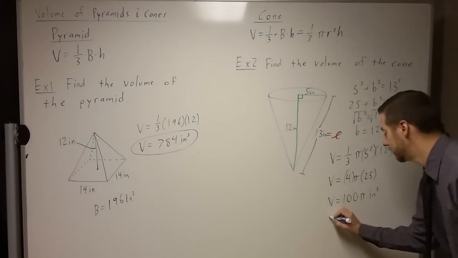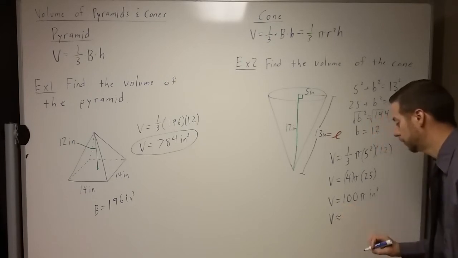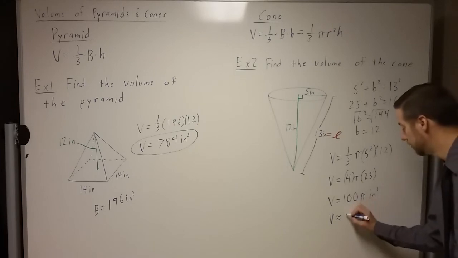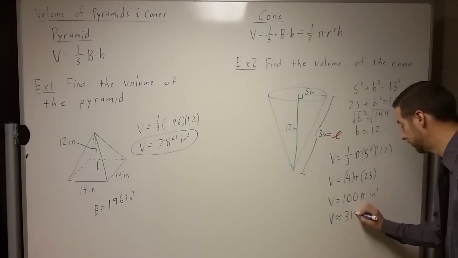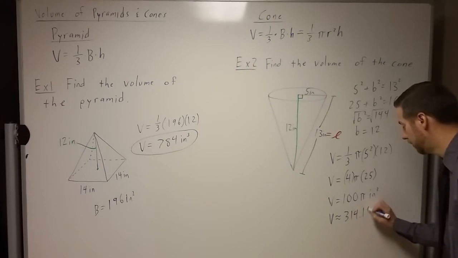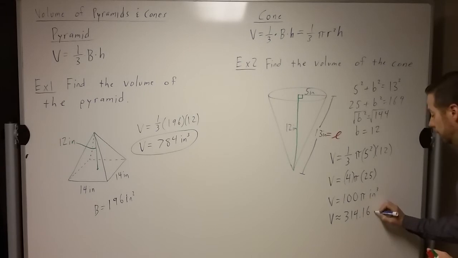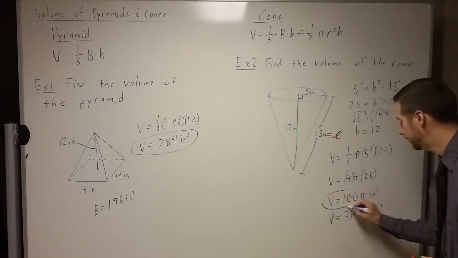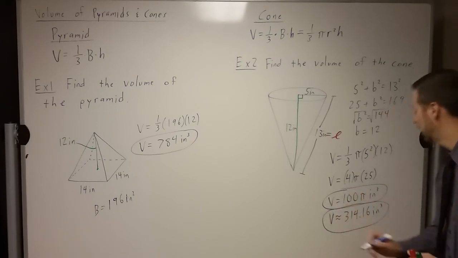Now, if you're asked to give the answer rounded to a certain number of decimal places, I'm going to do 2 decimal places. I'll do 100 times pi, using the pi button to be a little more accurate. If you just used 3.14, this would come out to exactly 314, but using the pi button gives us a couple more digits. Rounding to the nearest hundredth, we get 314.16 cubic inches for the volume. And so either one of these 2 answers would be a correct answer for that volume.